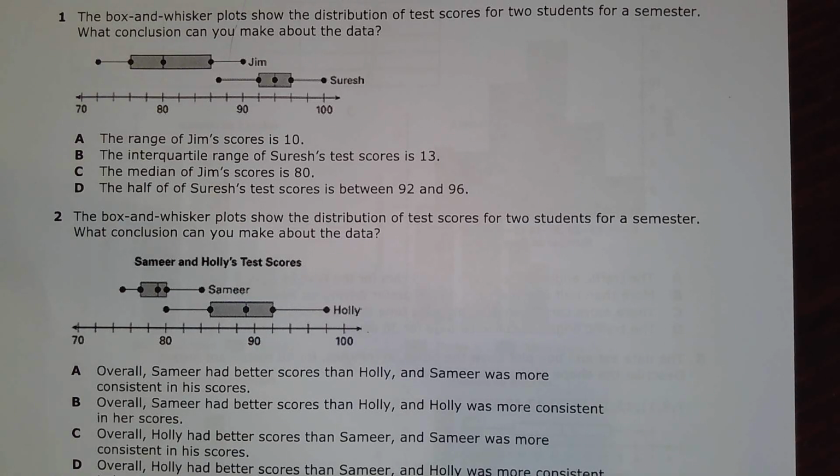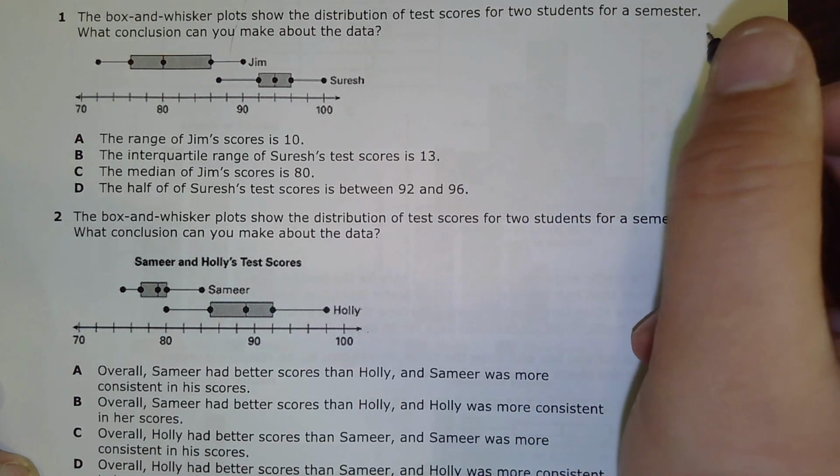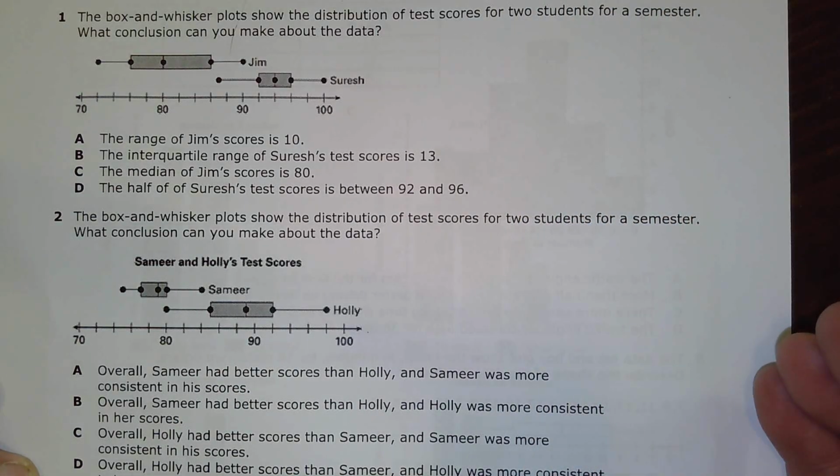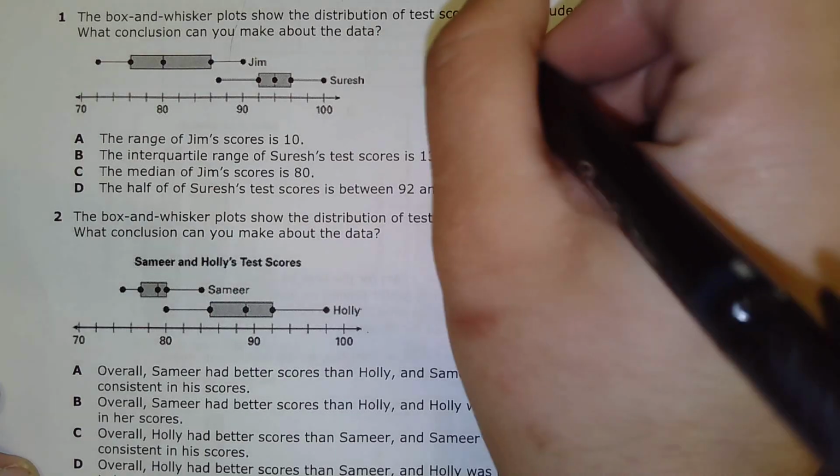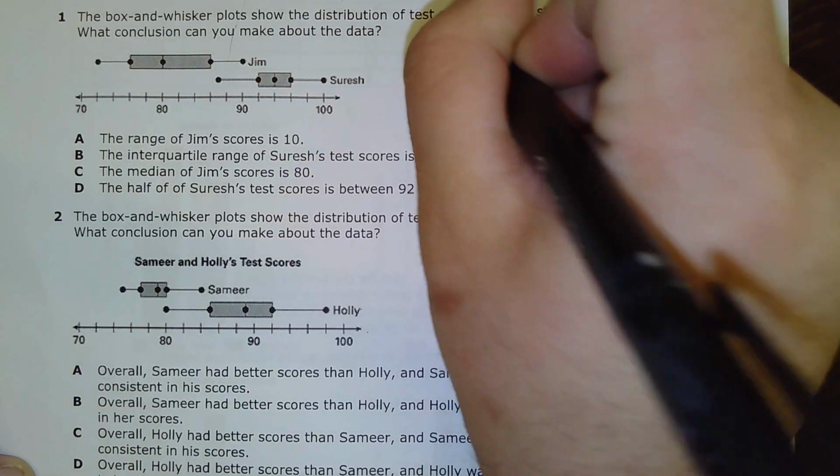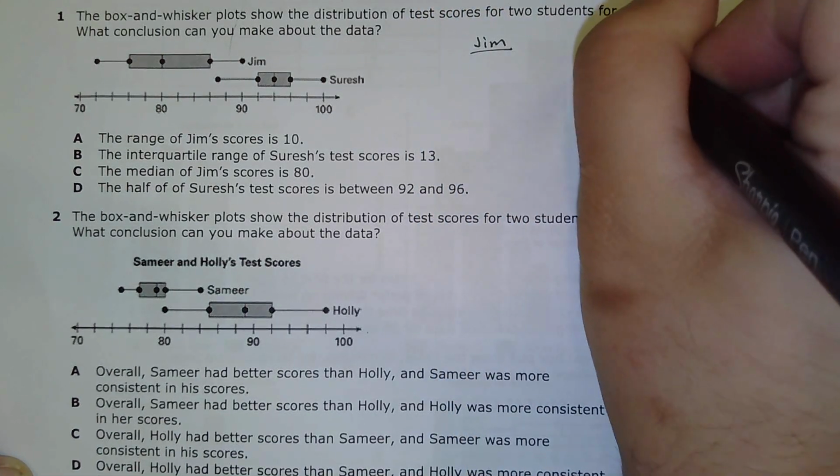It says it shows distribution of test scores for 2 students for a semester. What conclusion can you make about the data? So when we have box plots, we're supposed to have really 5 points of data. When we add our interquartile range, we actually have 6 points of data. So we have two names here. I have Jim and I have Suresh.